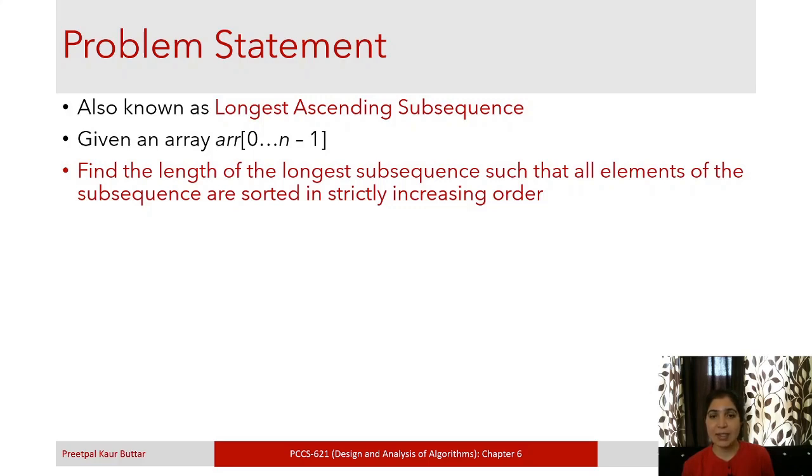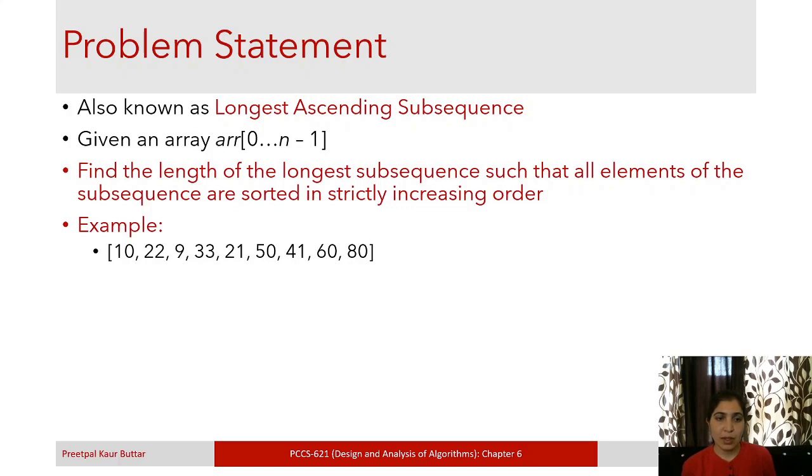So let us take an example to understand this statement. So this is the sequence or the array which is given to you, and it has n number of elements where n is 9 here. And from this array we have to find the longest subsequence such that that subsequence has all the elements sorted in increasing order. So if we pick 10, then 22, then this is sorted.